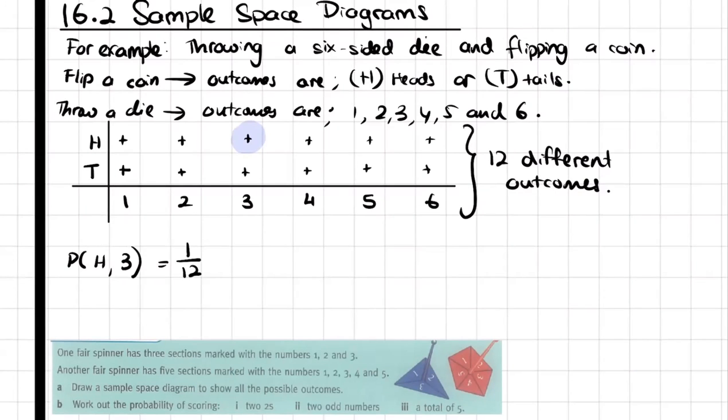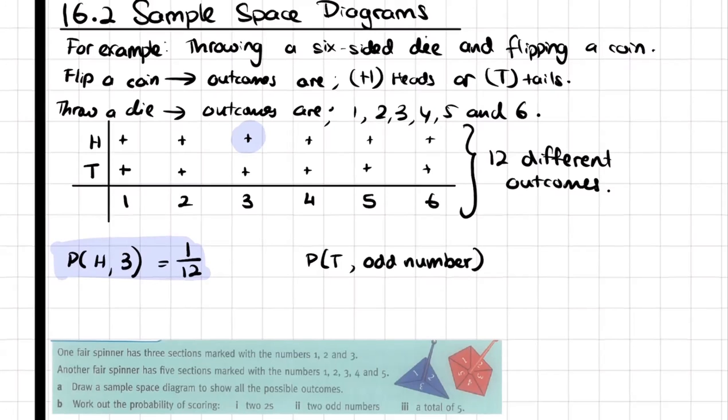What if, for another example, I want to get a tails and an odd number? So the events that would happen would be tails and odd number: 1, 3, 5. So it would be 3 out of 12, which is 1 out of 4. This is the answer. All right. So you can see that these are what we're talking about.